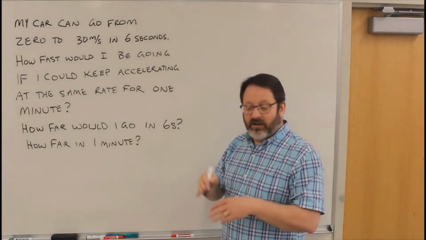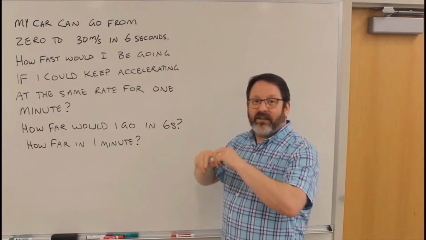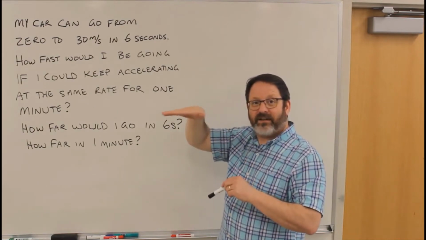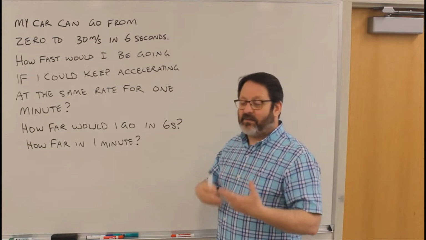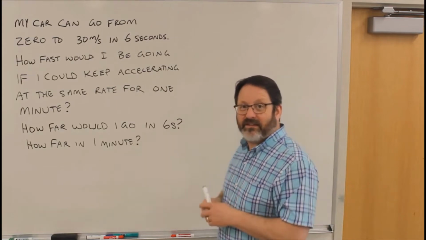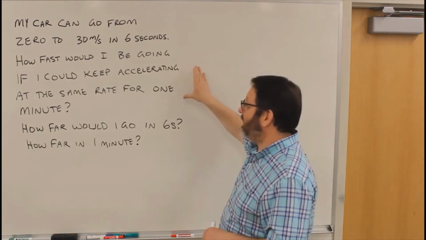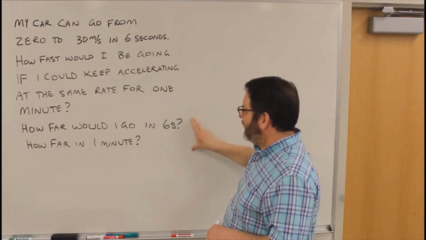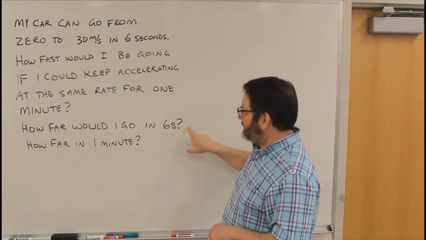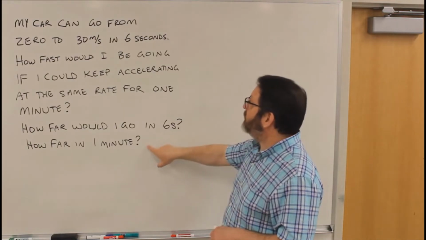Normally in a car, you accelerate at first and then your car kind of slows down and gets to a constant speed. It's because of all the wind resistance and things like that. But if you could keep accelerating as you did at the beginning, how fast would you be going? How far would you go in 6 seconds? And how far would you go in 1 minute?